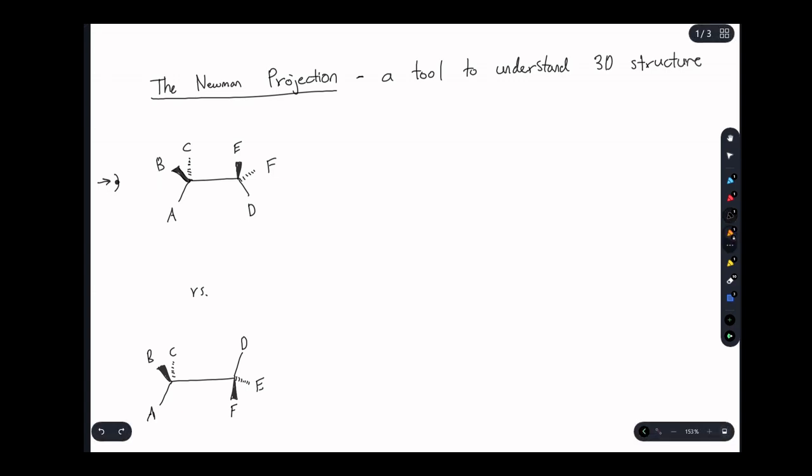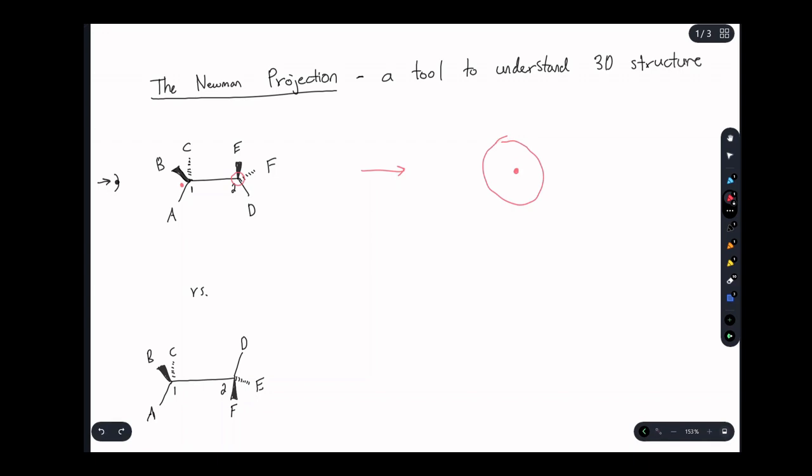Now, we're always going to be looking down a specific bond, and this is probably the most important part of the Newman projection. Let's go ahead and number the carbons 1 and 2. From this perspective, we would see carbon 1 first, and carbon 2 would be behind carbon 1. So we're going to label carbon 1 with a dot and carbon 2 with a bigger circle. Now this is what we're going to see in the Newman projection, which is something like this.